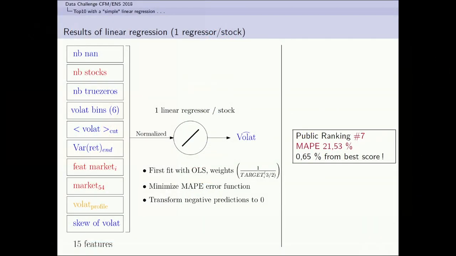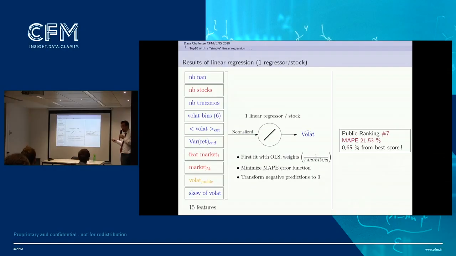So finally, here's the result for the linear regression. I used, as you did, one regressor per stock. So these are my features. Well, 15 features for one stock. So normalize and then feed them in.